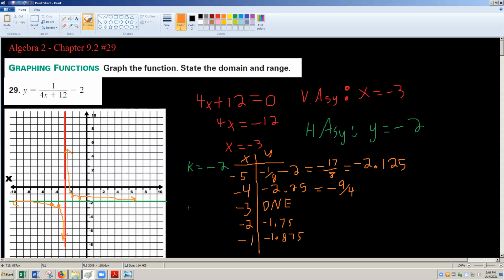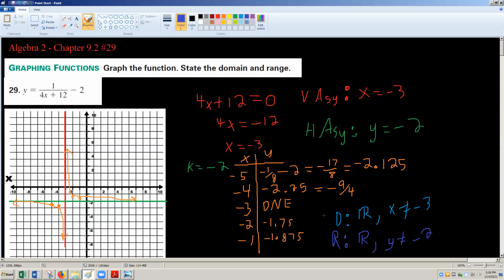So now let's talk about the domain and range of this thing. So now we've got it graphed. We can see there's one spot where we can't put a value in. That is our vertical asymptote. So my domain is all real numbers except x cannot equal negative 3. For my range, I again see that I am all real numbers except y cannot equal negative 2, my horizontal asymptote here. So there we've graphed the function and stated the domain and range.